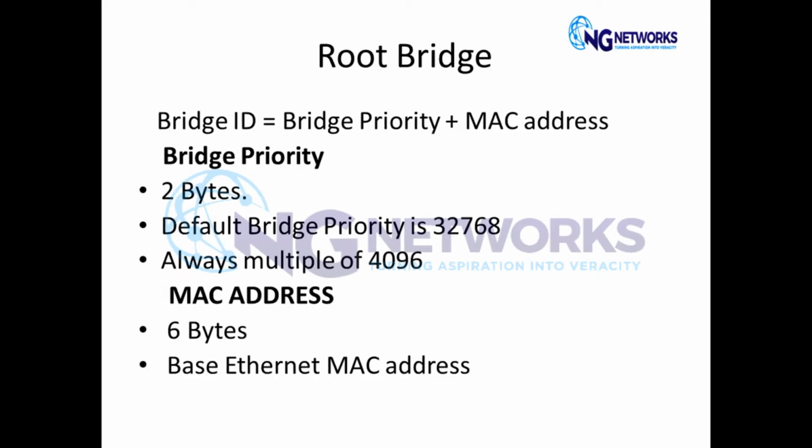Bridge ID is basically a combination of two things, bridge priority plus MAC address. You can even say switch priority, because bridge here means switch. So switch priority plus MAC address. Your bridge priority is 2 bytes, in which the default priority is 32768, but yes, you can change the priority. This is the default set on Cisco switches, and this priority is always a multiple of 4096.